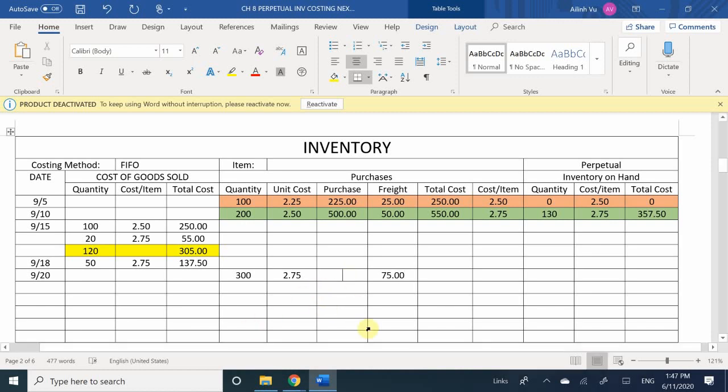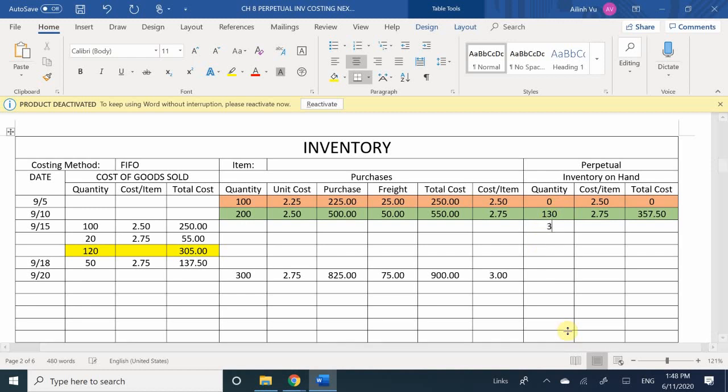So what is my total purchases here? 825. Plus the freight, 75, we got 900. Okay, good. And then what is my cost per item? $3 even. So here, this is where I can go ahead and put it over here.